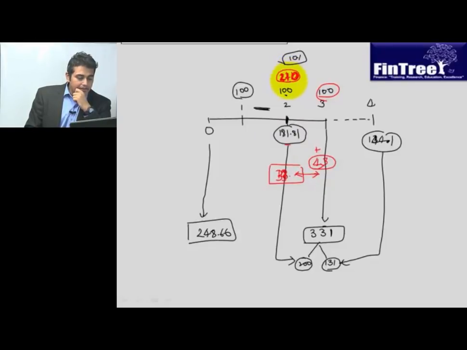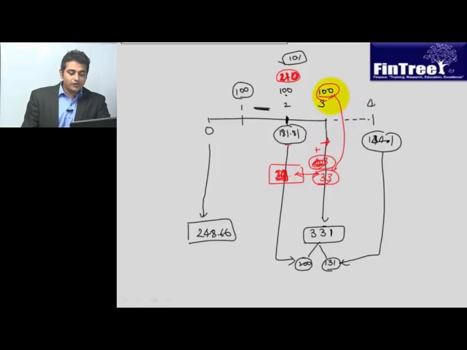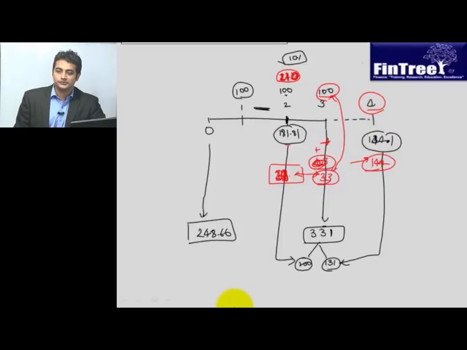This is 210, so this would give us 29. This 29 will become 33. And what I'm left with is 100 plus 33. This 100 plus 33 I will reinvest for 1 more year and then that would give me 144. That would take care of my expense at the end of year 4.